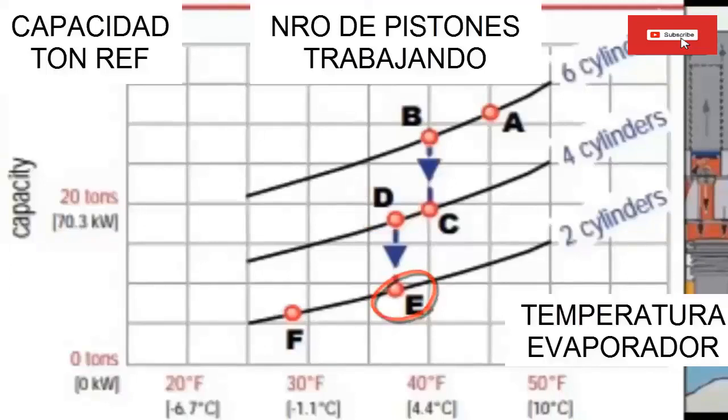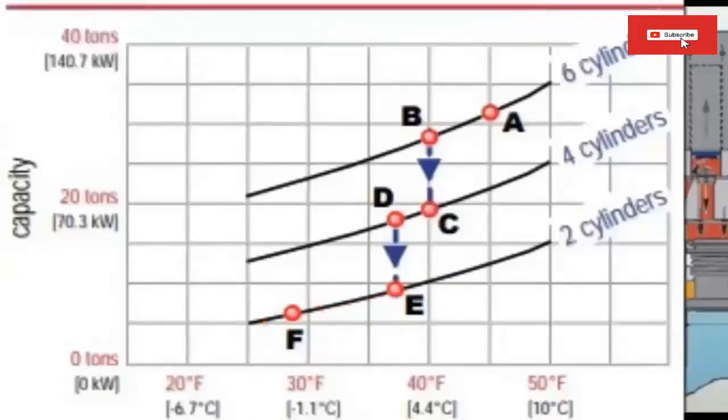10. As the load continues to decrease, the suction temperature reaches the set point minimum of 28 degrees F, minus 2.2 degrees C, in this example point F. Here the cylinders are deactivated by turning off the compressor. 11. The minimum compressor capacity in this example is 7 tons, 24.6 kilowatts. This illustrates how cylinder unloading extends the part load stable range of a reciprocating compressor.